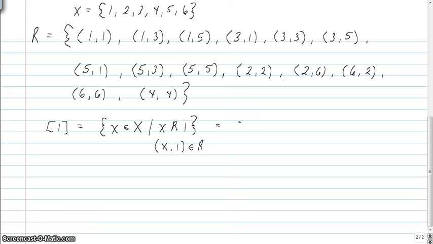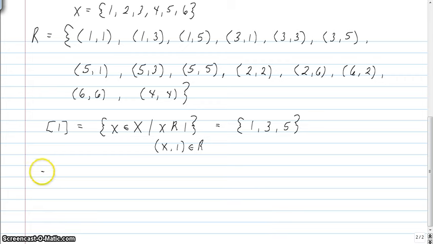So let's see. 1 is related to 1, so it's in the equivalence class. 3 is related to 1, so it's in the equivalence class. 5 is related to 1, so it's in the equivalence class, and it looks like that's all.